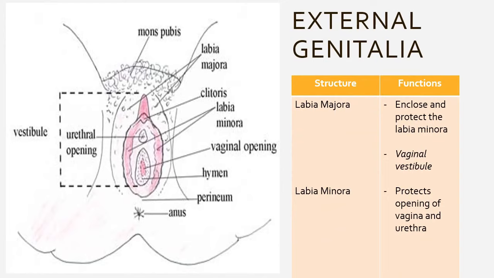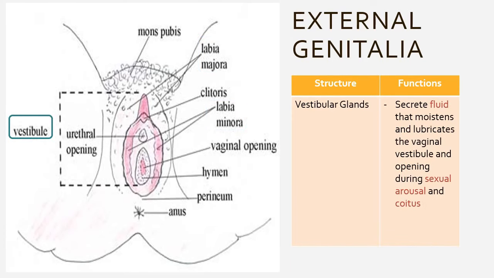Running down from the mons pubis are two elongated skin folds called the labia majora. The hair-covered labia majora encloses a region called the vaginal vestibule. The vaginal vestibule contains the labia minora, which protects the external openings of the urethra and the vagina. Within the vestibule are the vestibular glands. These secrete fluid that moistens and lubricates the vaginal vestibule and opening during sexual arousal and coitus.